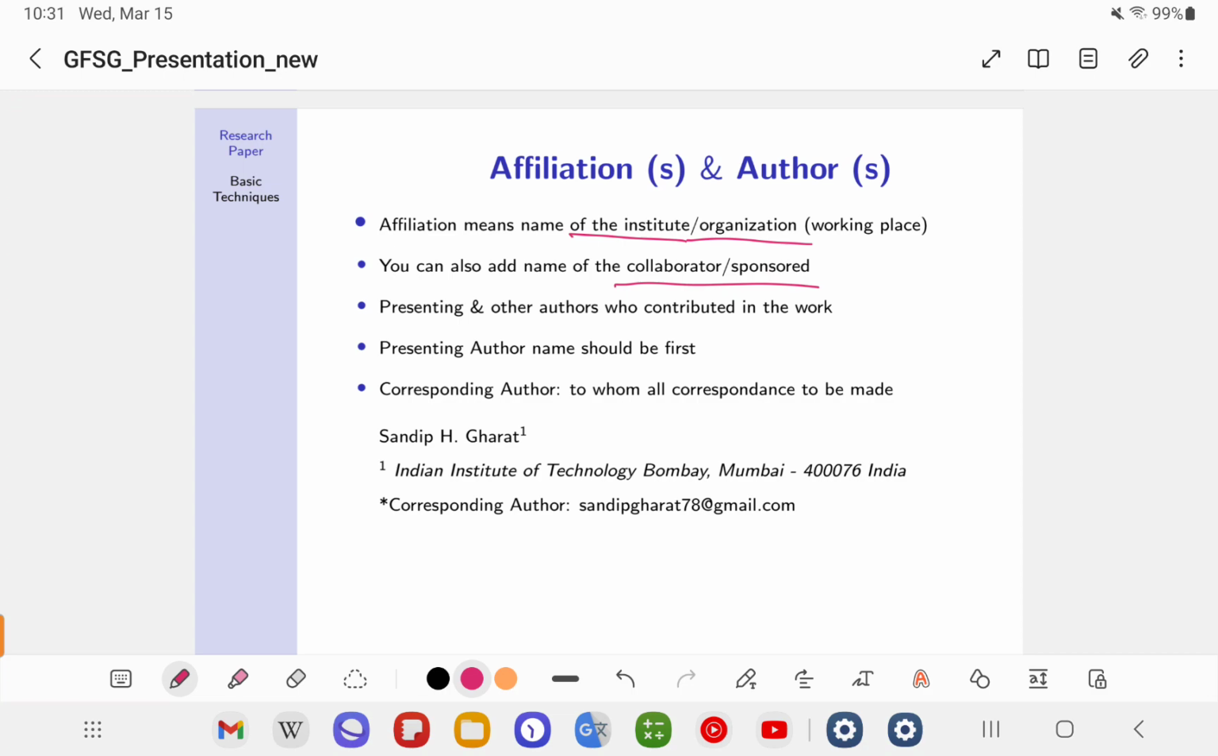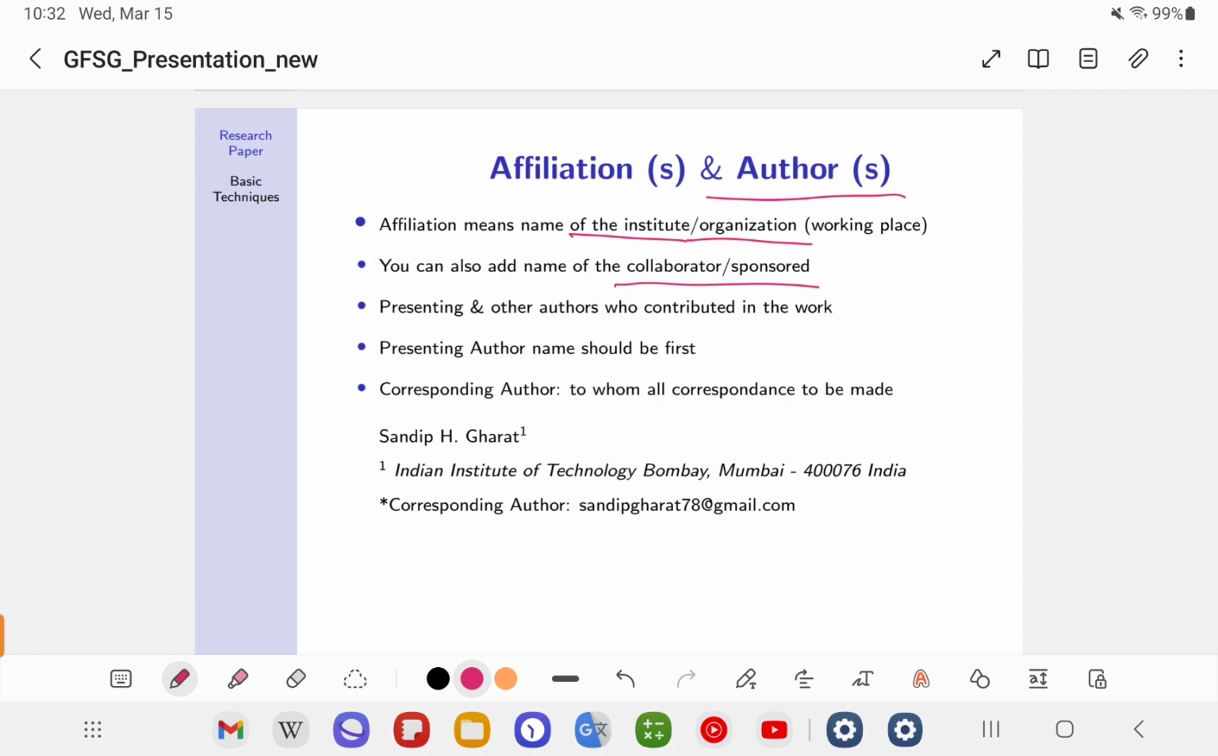So you can add their name as an affiliation. I'll show you an example in the end. Authors: suppose you are the one working on this project, then you are the only author. If it is you and your guide, then you should write the guide's name too, of course with the guide's permission. Usually the one who has worked will be the first author, and then the guide's name.